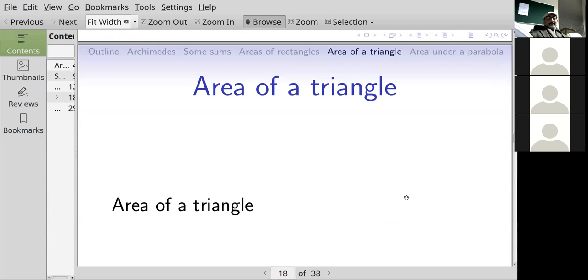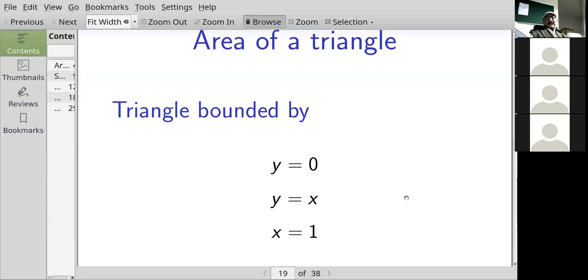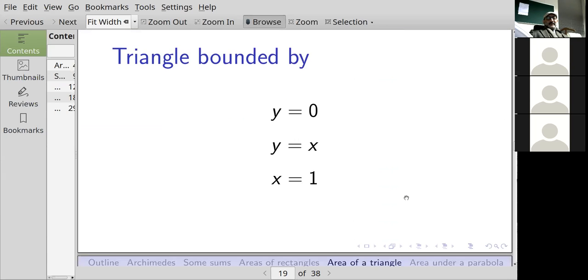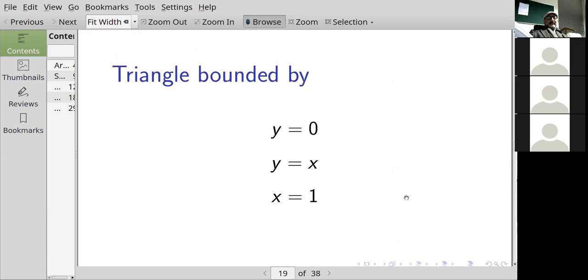All right. Okay. So let's find an area that we already know. The area of a triangle. So the triangle's base runs from x equals 0 to x equals 1. That's the bottom. Then there's a vertical line segment at x equals 1. And then there's a diagonal line, y equals x. That's how you bound your triangle.